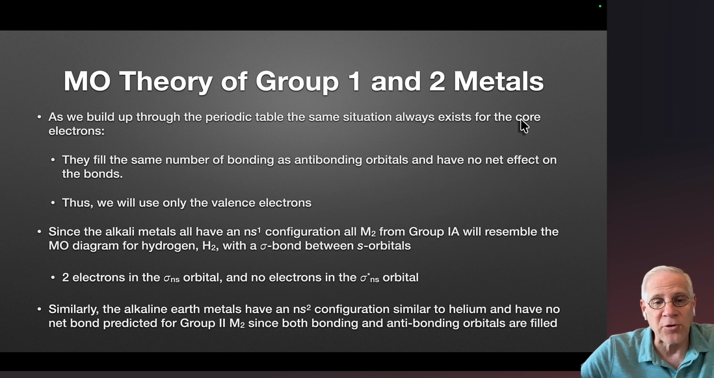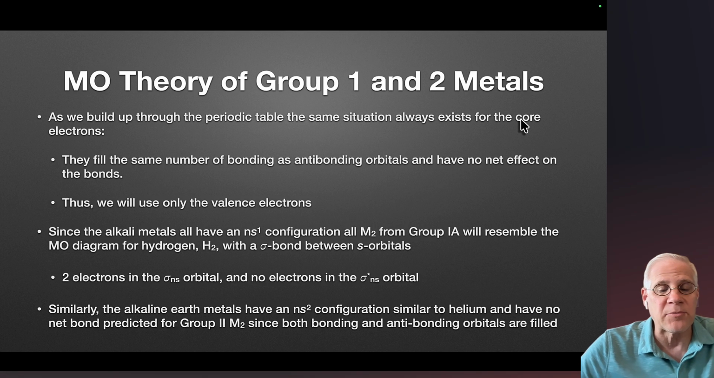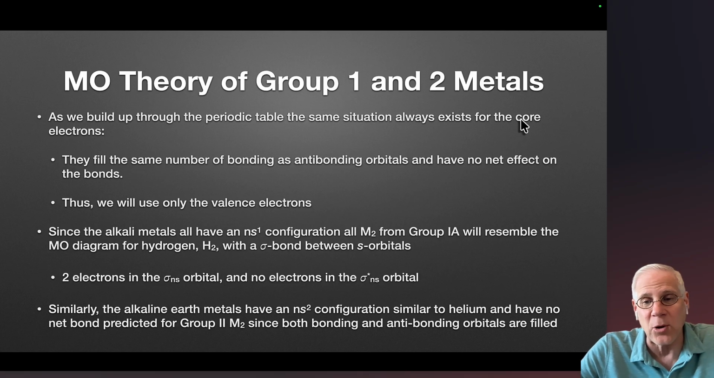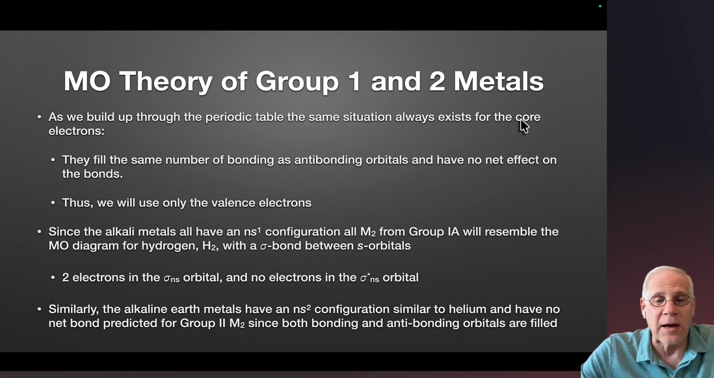Similarly, for your alkaline earth metals, so your Group 2 metals, they have an ns2 configuration similar to helium. And so they end up filling the exact same number of s bonding orbitals as s anti-bonding orbitals, and they cancel out, and you end up with no bond. And so there are no M2 diatomic molecules for your Group 2 metals.